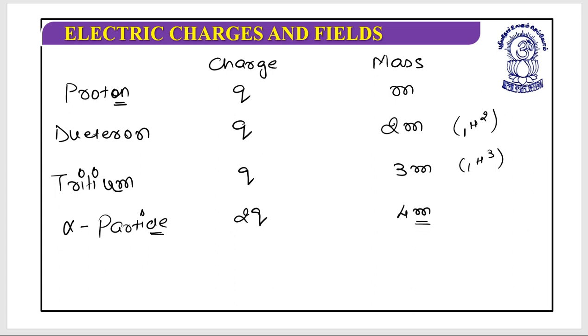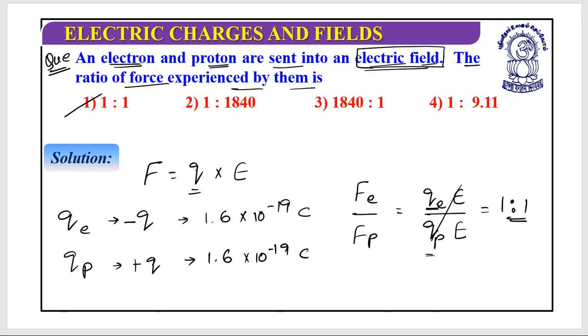So you need to remember these four particles, because they can ask the same questions with these particles also. Let's assume that they have given that an electron and an alpha particle are sent into an electric field. The ratio of forces experienced by them is, and so on.